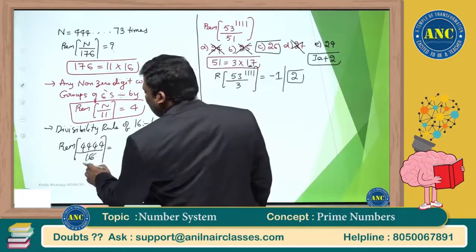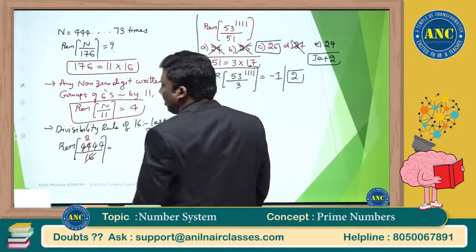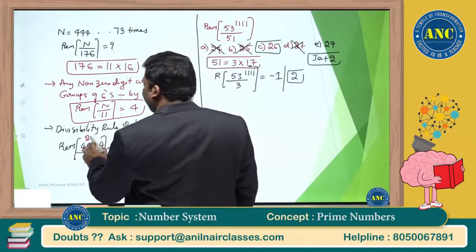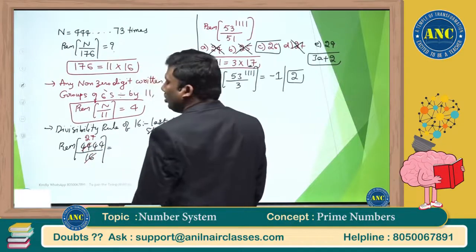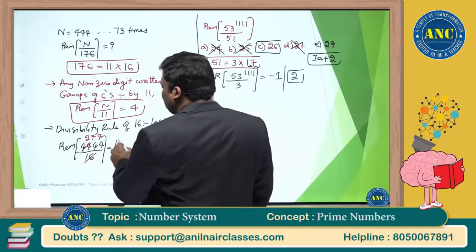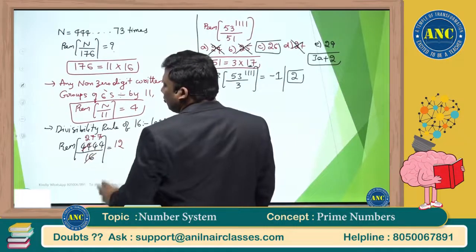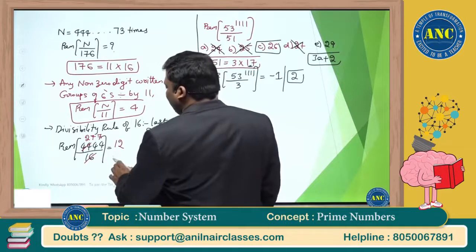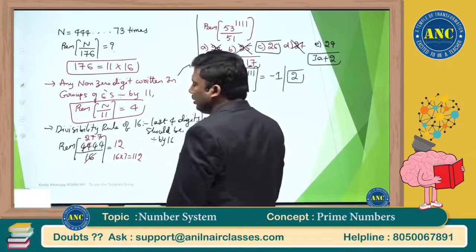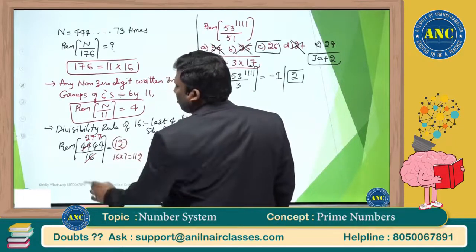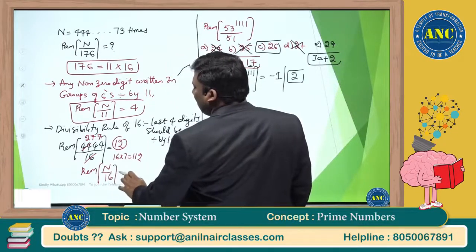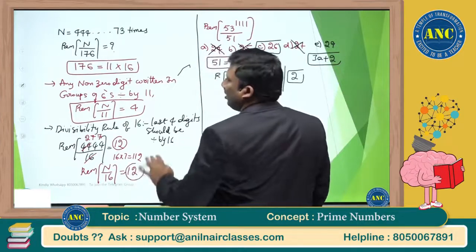So this will be: 16 ones are 16, twos are 32, remainder 12; 16 7s are 112, remainder 12; again we are doing 16, 2s are 32, 16, 7s are 112, another 12 remaining, 16, 7s are 112, remainder 12. So when n is divided by 16, what is the remainder? 12.